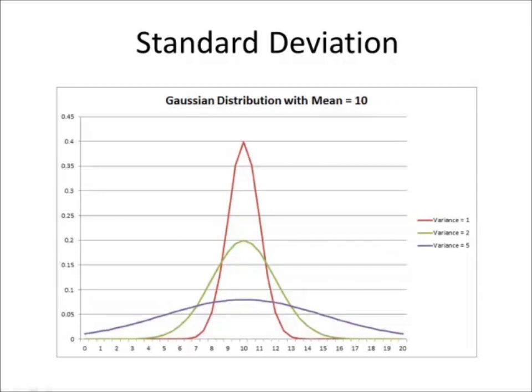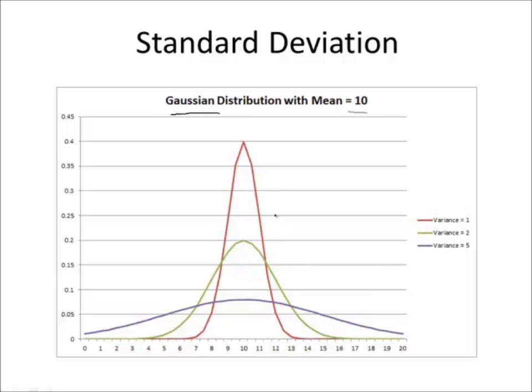Let's now continue our discussion on the standard deviation. So what we have here is a graph showing us the standard deviation of 3 different distributions, all with the same mean. Okay, so we have a Gaussian distribution. You can ignore the word Gaussian, all it means is a normal distribution with a mean of 10. And the 3 distributions here, the red one has the lowest variance, the green one has the middle variance, and the purple one has the highest variance.